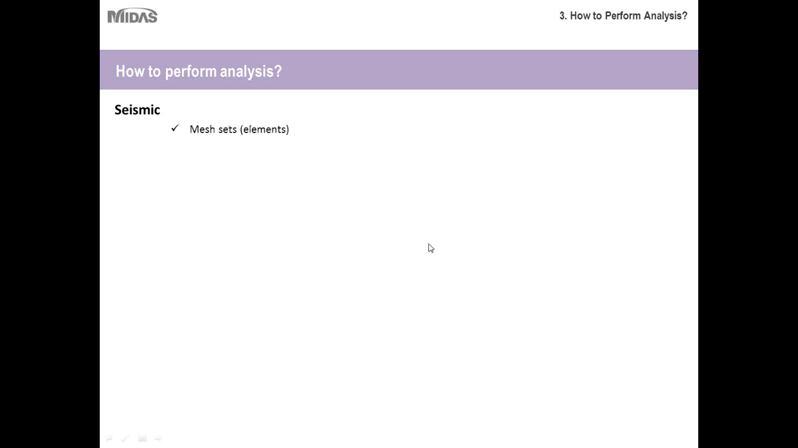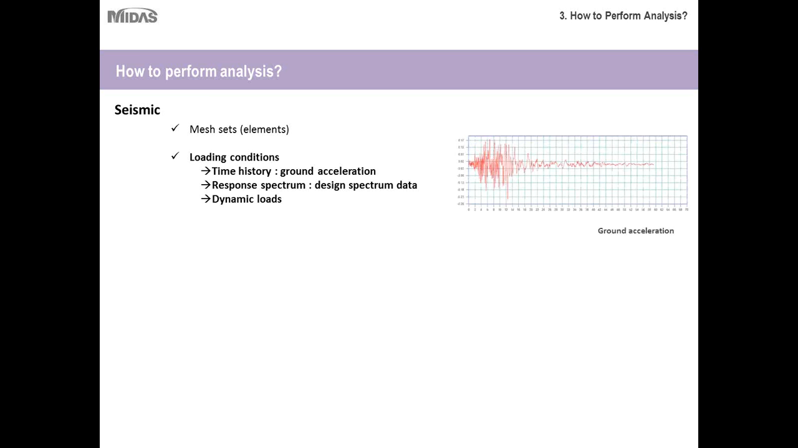So what you can do is first create the mesh size, then you can create the loading conditions for time history, response spectrum, and dynamic loads. So you can get these kinds of ground acceleration graphs where you can apply different types of earthquake records to your structural strata, soil strata. And then you have to apply the boundary conditions. The boundary conditions could be as simple as some elastic spring, or a damping spring, transmitting boundary, or infinite boundary.